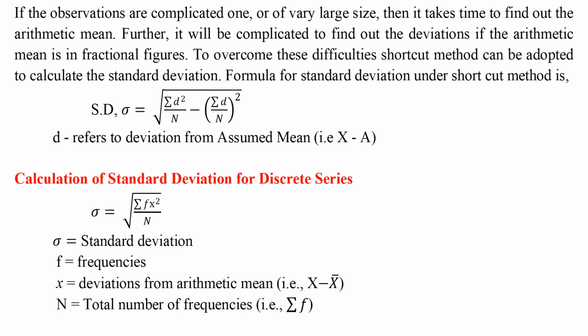Calculation of standard deviation for discrete series. The formula is square root of sigma f into x square by n. f equals frequencies. x equals deviations from arithmetic mean. n equals total number of frequencies.